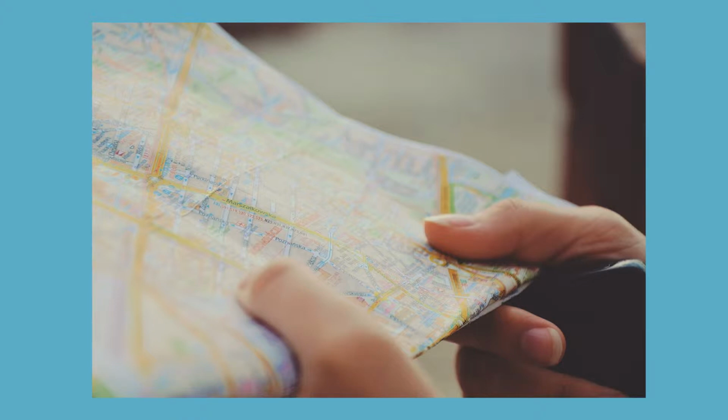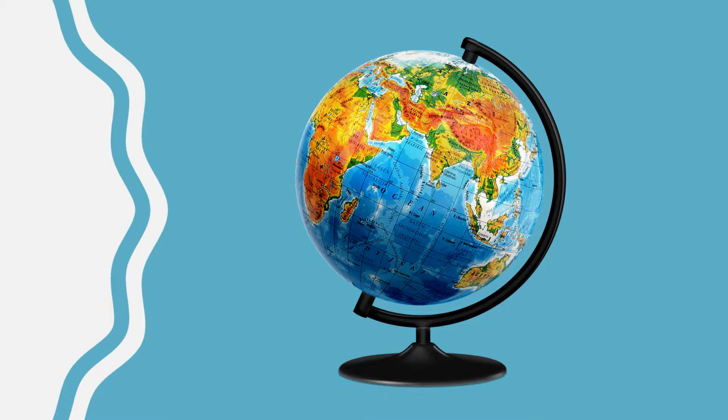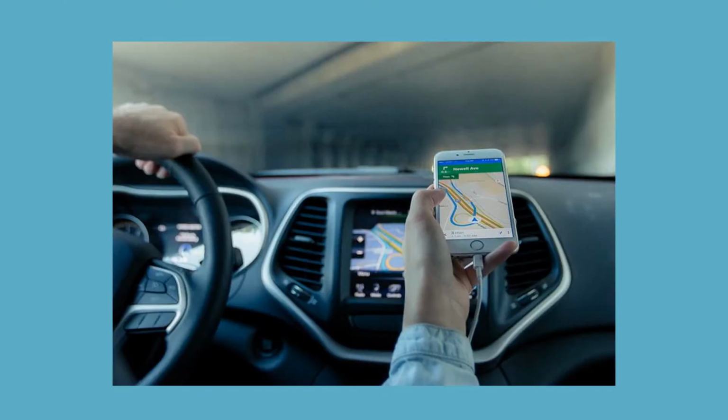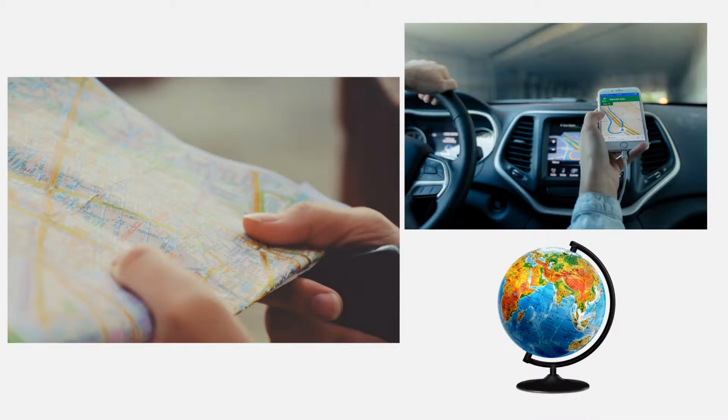Sometimes maps are made out of paper, like this one. Sometimes maps can be round, like this globe. Sometimes maps can be electronic, like a GPS. Have you ever seen one of these maps? Where did you see it? I know I've seen some in our classroom.